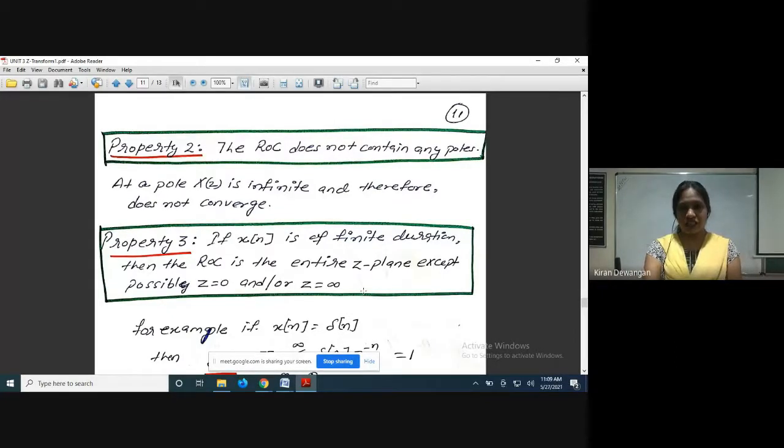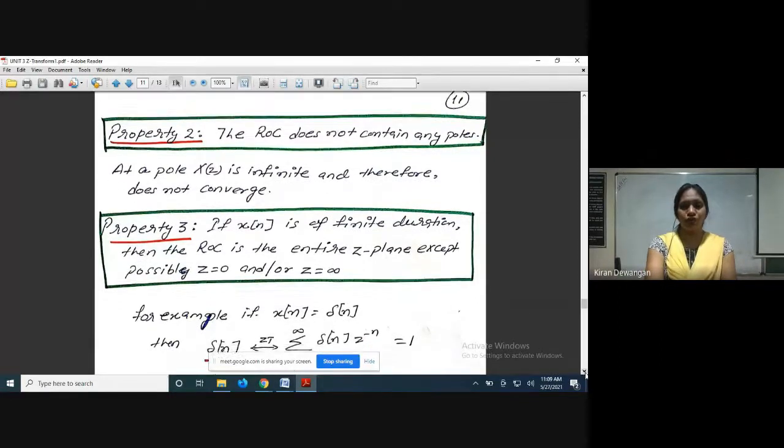And the third property says that if x of n is of finite duration, then ROC is the entire z plane, except possibly at z equals 0 and/or z equals infinity. As we have seen in the previous lecture, if x of n is a finite duration sequence, then in that case ROC will be the entire z plane except at either z equals 0 or z equals infinity, or both. That is, if it is a both-sided finite duration sequence, it will be the entire z plane except at z equals 0 and z equals infinity. So that is property 3.